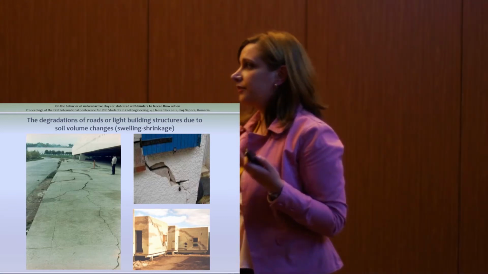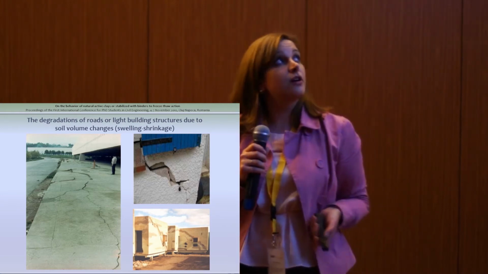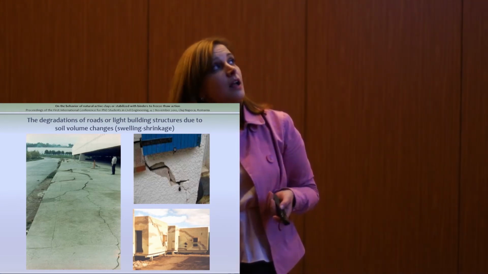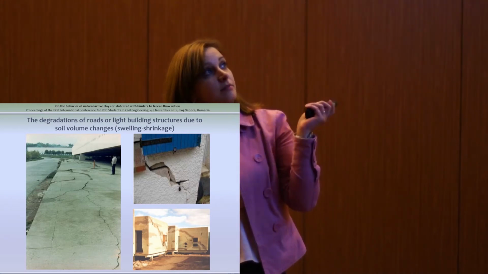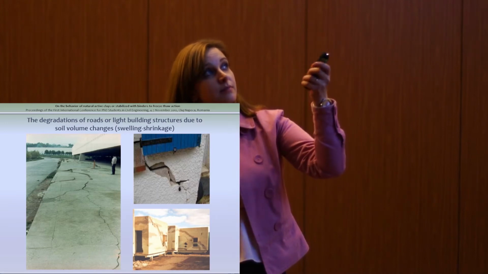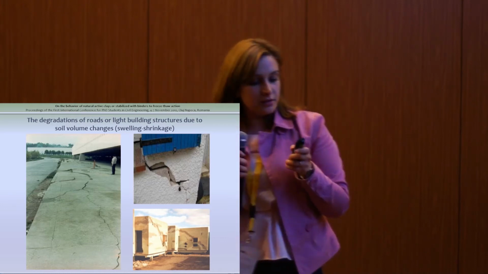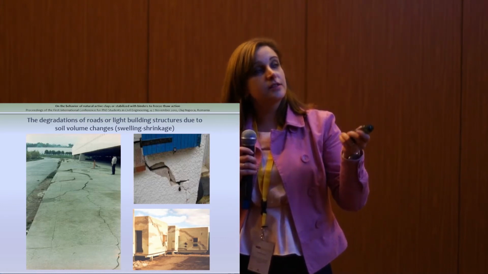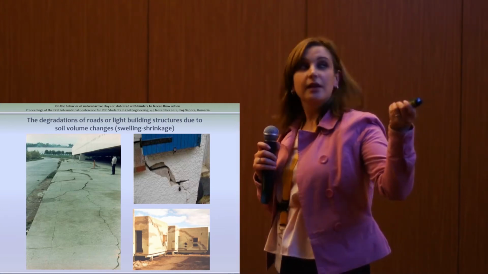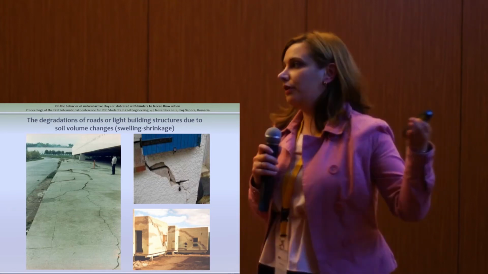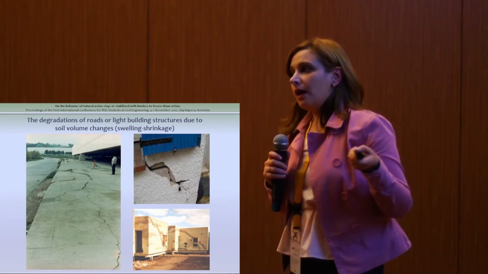I forgot to say that it affects a lot the light structures, such as small houses or roads, pavements, appearing some really big cracks, such as this and this, or like this. As you can see here, it's a really nice example of an active clay during summer, when water is no longer in the soil, so the structure really changes.